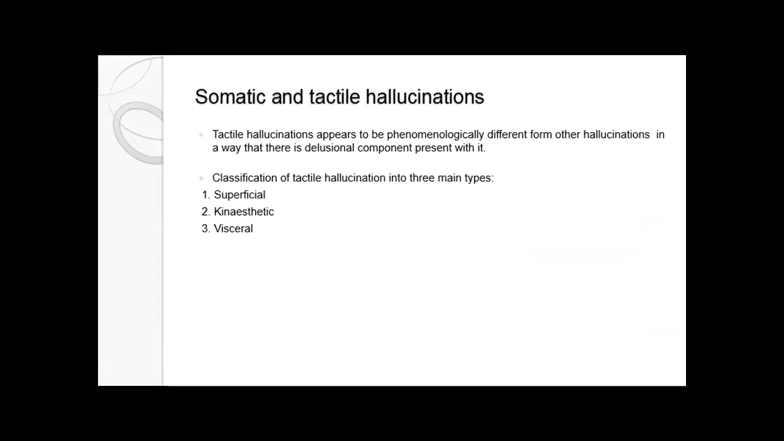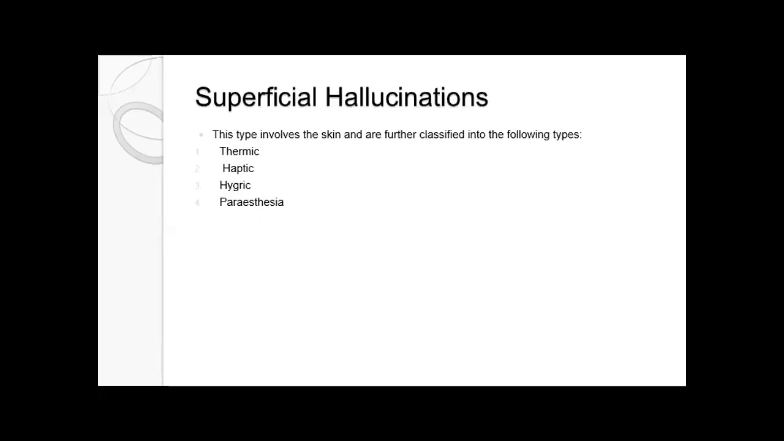Then there are somatic and tactile hallucinations. Tactile hallucinations appear to be phenomenologically different from other hallucinations because they are always associated with a delusional component. Classification of tactile hallucinations: superficial tactile hallucinations, kinesthetic hallucinations, and visceral hallucinations. Superficial hallucination. This type involves the skin and is further classified into thermic, haptic, hygric, and paresthesias.